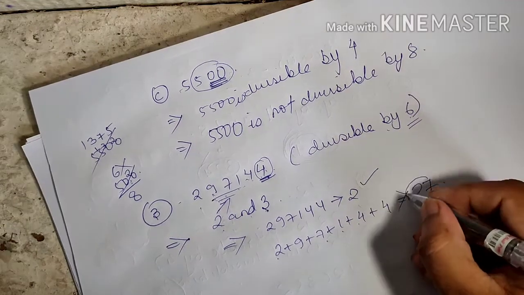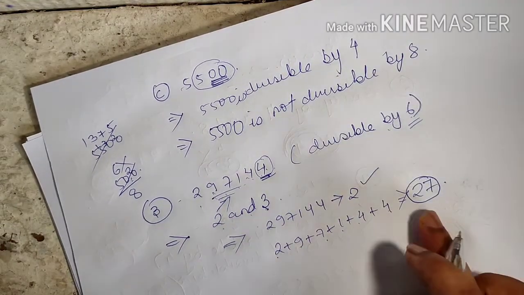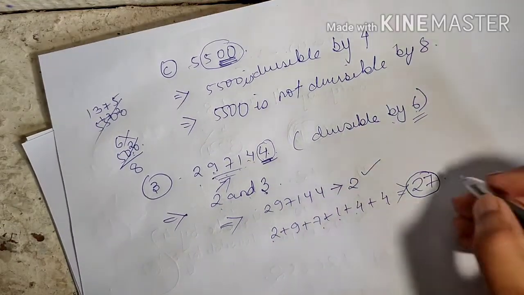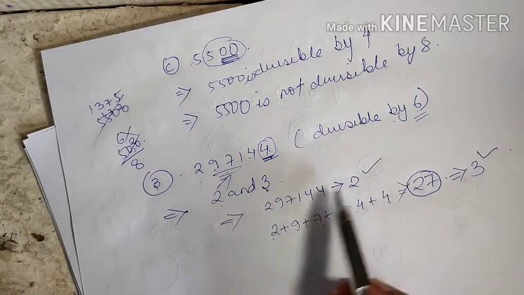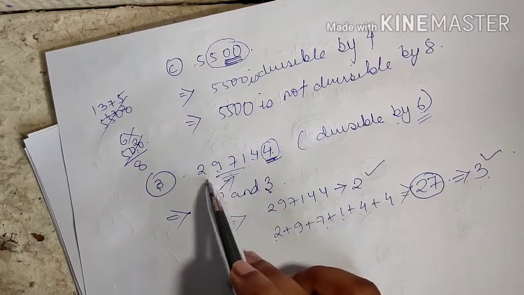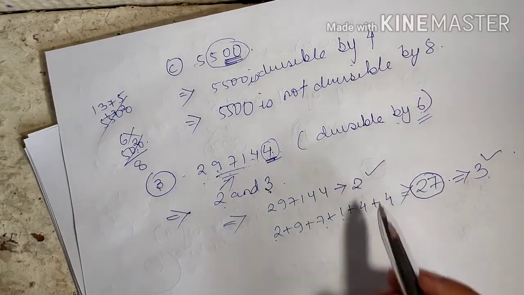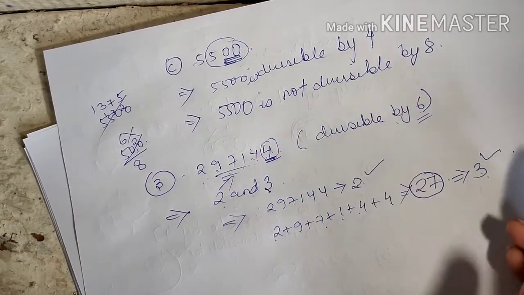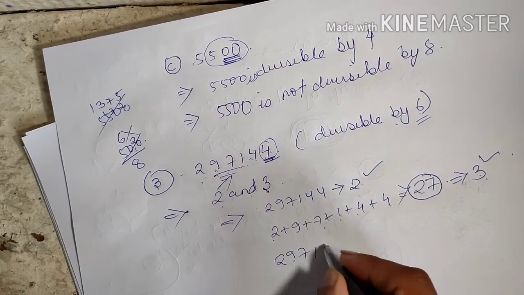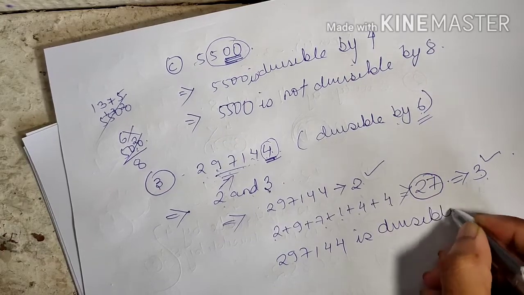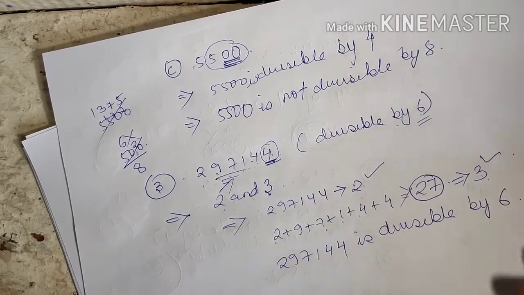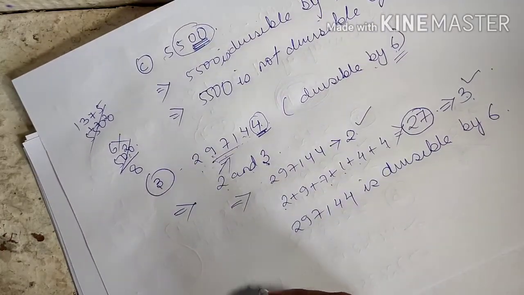Now you see whether 27 is divisible by 3. Yes, 3 nines are 27, so obviously this is also correct. You can see that both 2 and 3 divide 297144. Both are satisfied, so you can say that yes, 297144 is divisible by 6. Okay, so in that way you can do it.